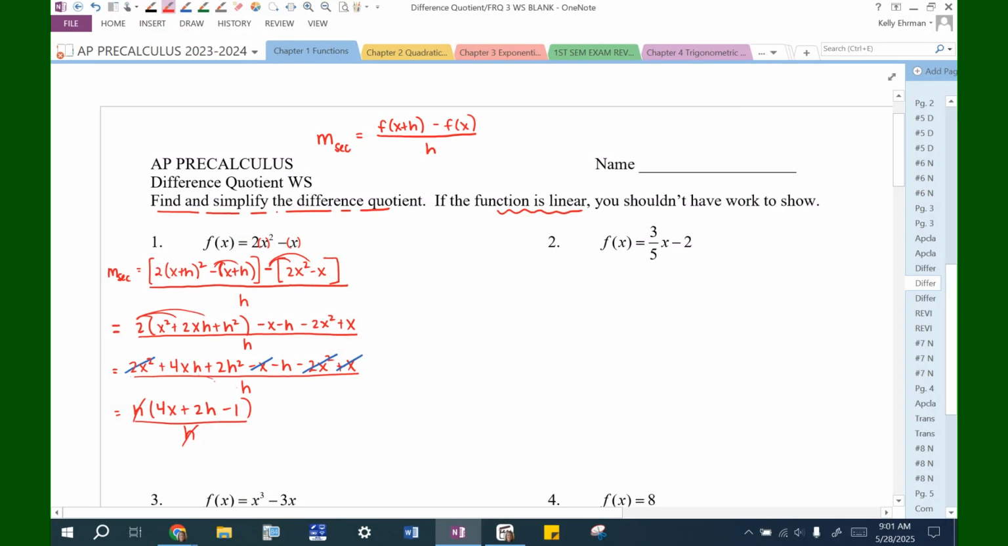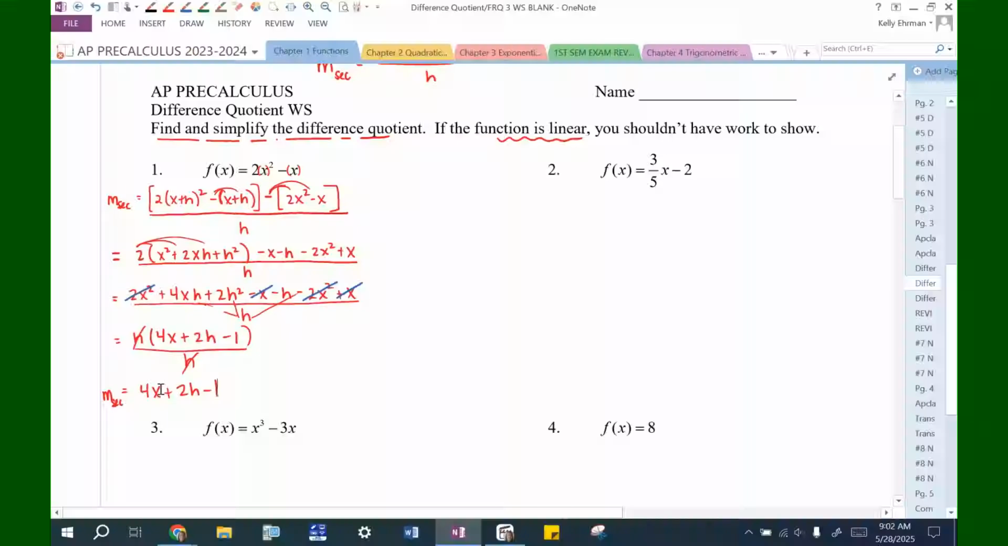Or you can also just say, I'm going to divide each of these by h and get down to my final answer. So my final answer for the difference quotient, the slope of the secant line, is 4x plus 2h minus 1. This just means, by the way, if I tell you, find the slope between the point that's sitting at x equals 5 and a point that's 10 units away from that, you could plug in 5 for x and 10 for h and tell me what the slope between those 2 points is. So it's a formula. Eventually, we use this formula for the slope of a tangent line.